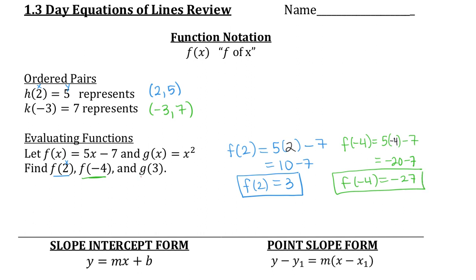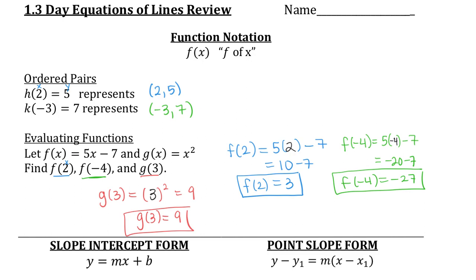Okay, last one, g of 3. G of 3. So my x is 3, and I'm plugging it into the g equation. This is f of x, this is g of x. So this is x squared. So I'm going to take x and square it. My x value is the 3. So g of 3, 3 times 3 is 9. So g of 3 equals 9. When I plug in x equals 3, my output is 9.